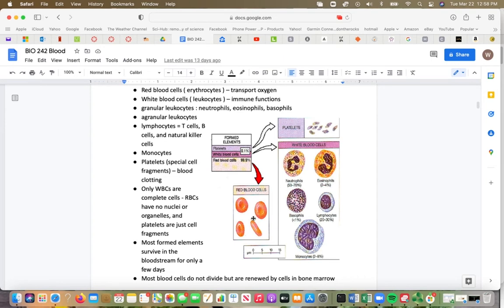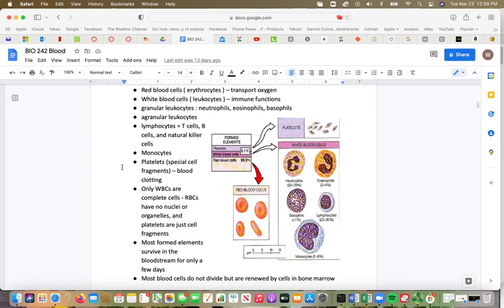Your white blood cells, or leukocytes, are the ones that are going to play an immune function. Leuko means white. The granular leukocytes are going to have granules in them, and so they have a more granular appearance. They're going to include the neutrophils, eosinophils, and basophils. Agranular do not have the granules in them. So your lymphocytes, they are produced in lymphoid tissue. They are your B and T cells, as well as the natural killer cells.